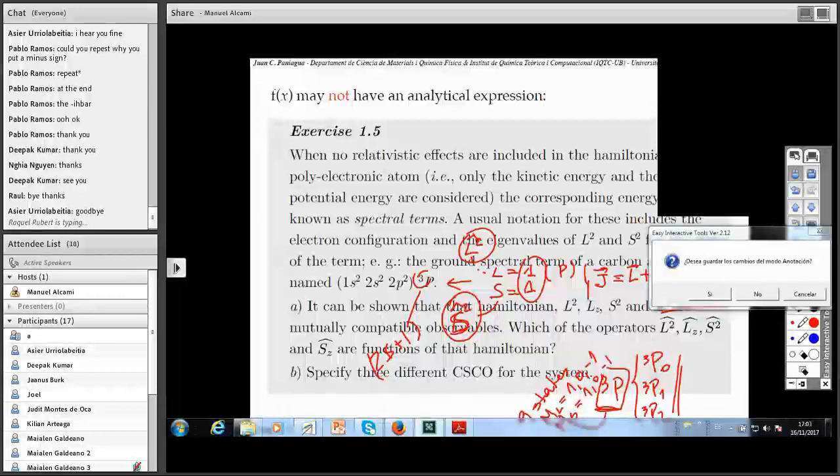If you have questions and you are still there, we can comment on them. Maybe it's too late, you are already leaving. Okay, we leave them for next day.